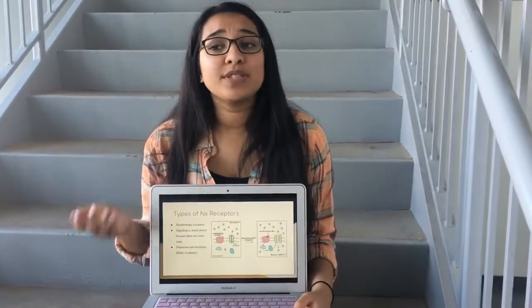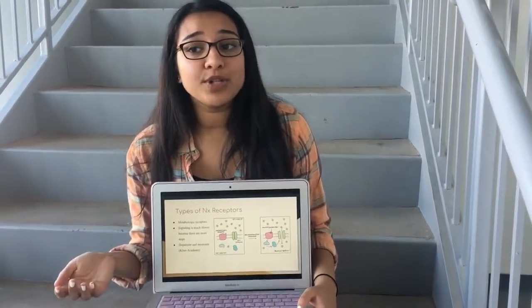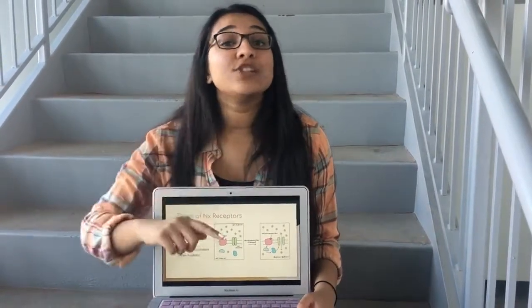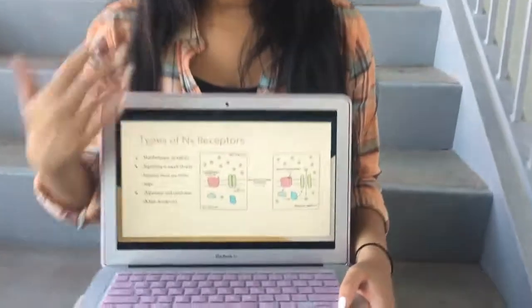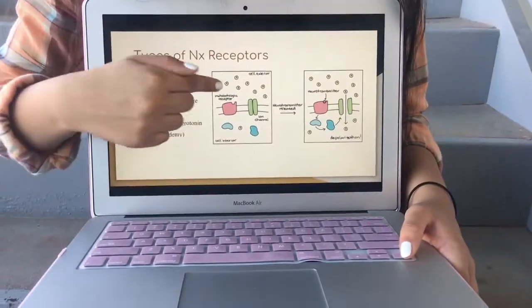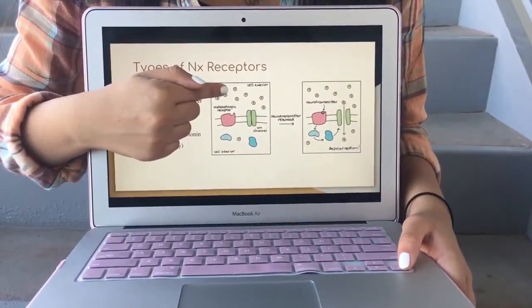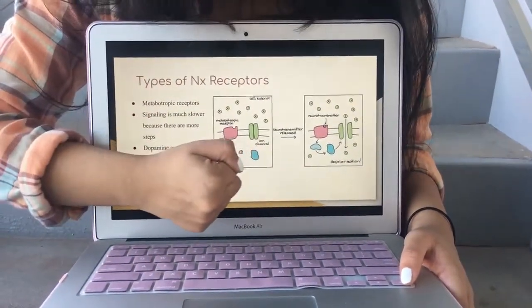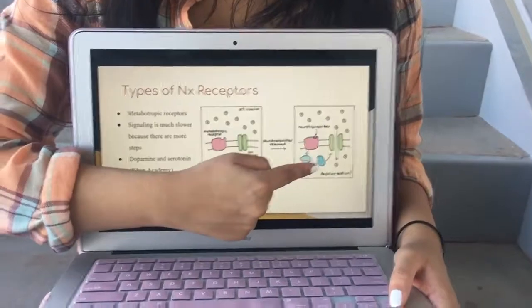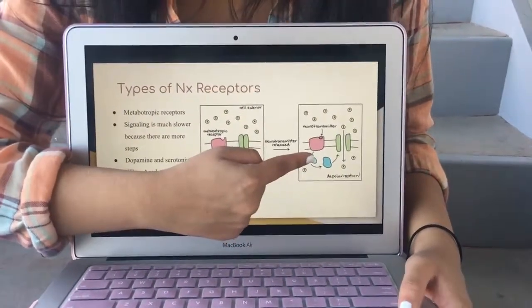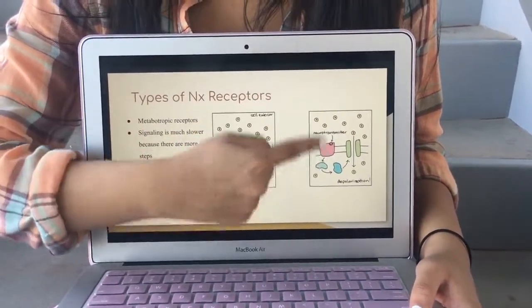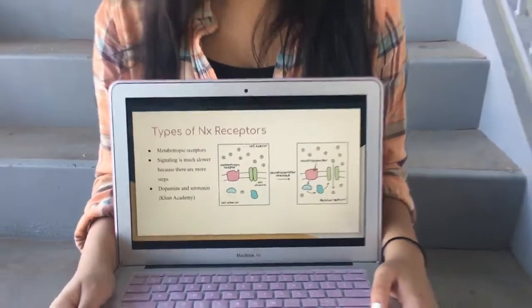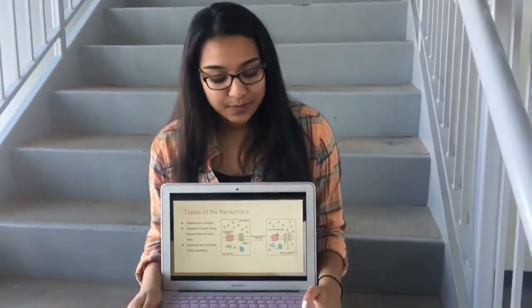Another type of neurotransmitter receptor is a metabotropic receptor. The signaling is much slower because there's an additional step. They use second messengers. As you can see, there will be a neurotransmitter that does connect, but there's also 2 additional pieces. This is just sort of floating, but then that's your second messenger, such as maybe cAMP, and that's going to be used in producing a response. And both dopamine and serotonin use metabotropic receptors.